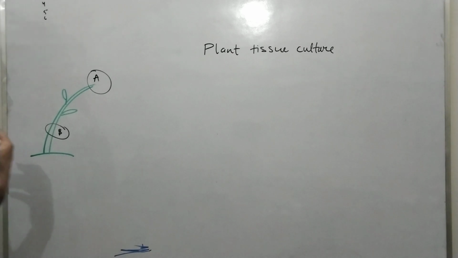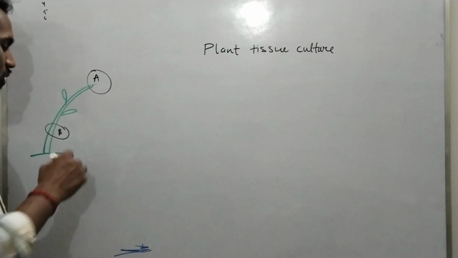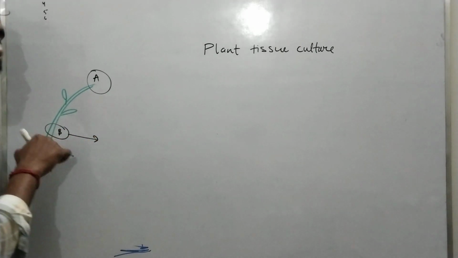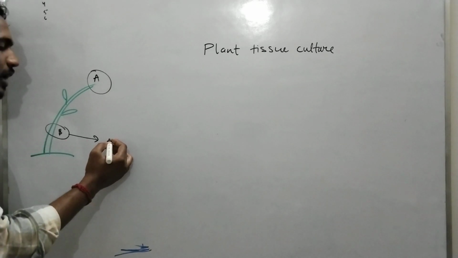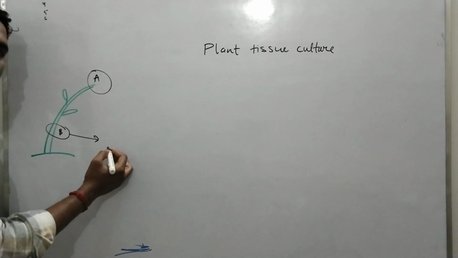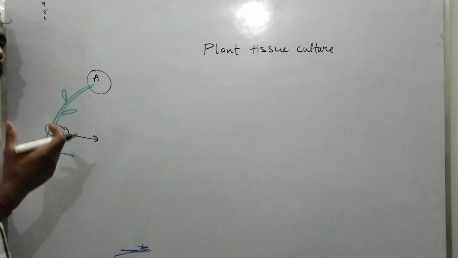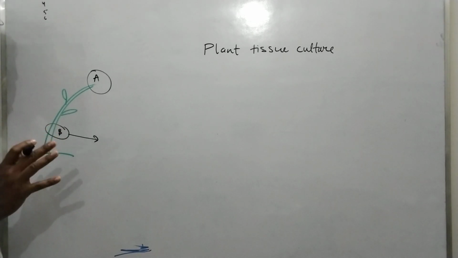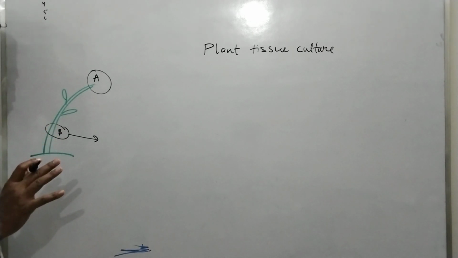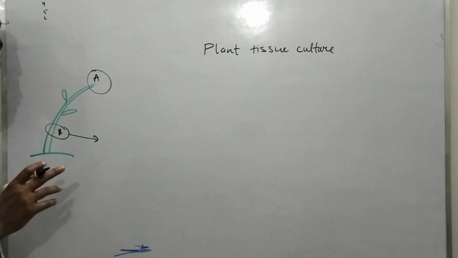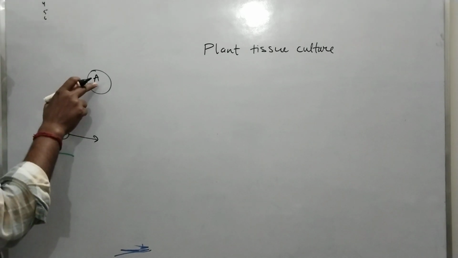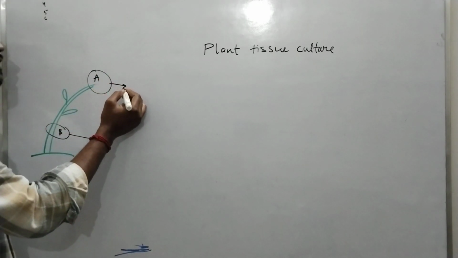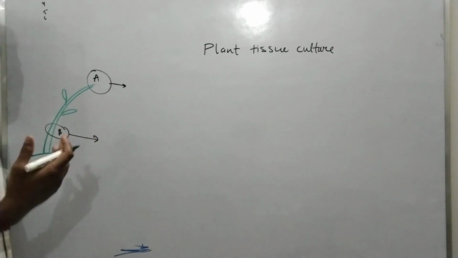So here, no meristematic tissue are there. The cells which are present at the B side are the differentiated cells. Why? Because they already attained their proper function. They are not dividing cells. Got it? But the cells which are present at the A side are meristematic, they are dividing cells.